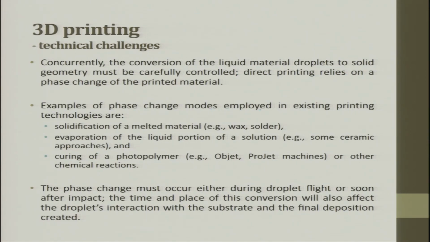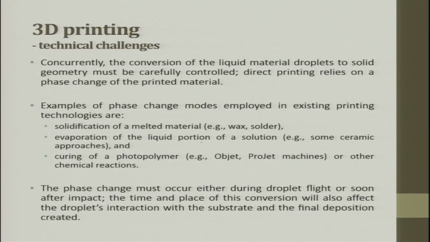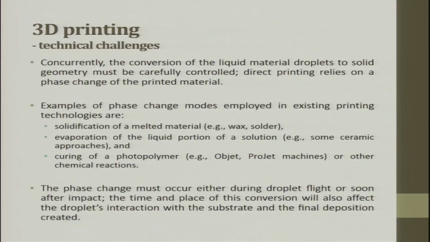Examples of phase change modes employed in existing printing technologies are solidification of a melted material. For example, they would like to drop wax and go, they would like to drop solder paste and go. So, solidification happens. Evaporation of liquid portion of a solution. So, what happens? There is a ceramic, there is a liquid bed. When it is exposed to the atmosphere, it evaporates, volatile material. So, evaporation of liquid portion of a solution happens. Then curing of photopolymer or other chemical reactions can also happen. So, these Objet and Projet machines follow this curing of a photopolymer by chemical reactions.